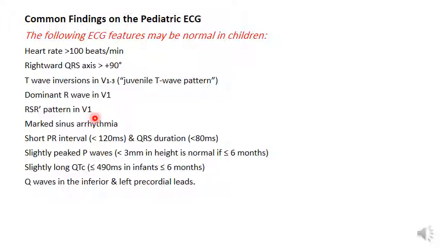Short PR interval less than 120 milliseconds and QRS duration less than 80 milliseconds. Slightly peaked P wave, less than 3 millimeters in height, is normal if less than 6 months of age. Slightly long QT, corrected QT interval of 0.449, or simply 490 milliseconds, in less than 6 months. Q waves in the inferior and left epicardial leads. Q wave when present in adults may indicate infarction, especially in D3.